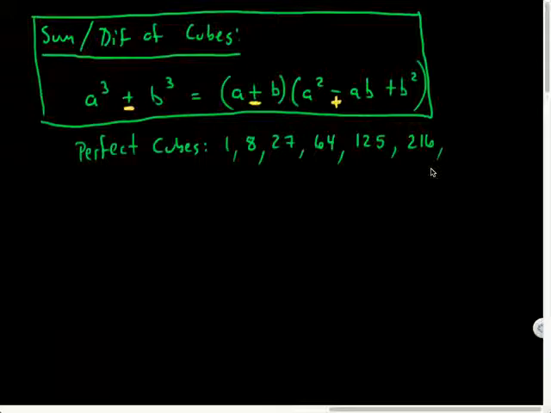Oh yeah. And then let's see, 7 cubed is 343, and so on. So those are the perfect cubes I'm talking about. Now let's talk about this example.